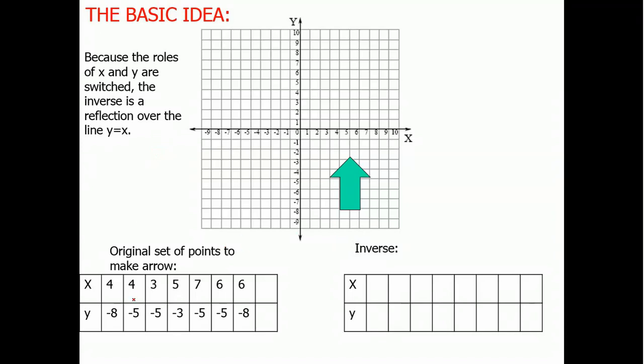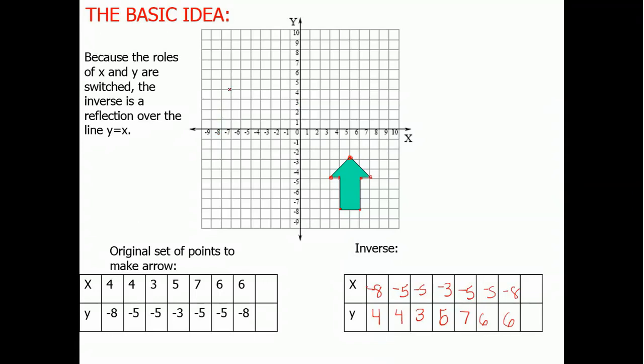So I have this original set of arrow points. This makes this arrow set right here. Now, to find the inverse of this arrow, all I'm doing is flipping my x and y's around. So the point was 4, -8, so my inverse would have a point of -8, 4. And I'm going to do that continually to fill this out here. There we go. And then I'm going to graph those points. Let's see what kind of graph I get.